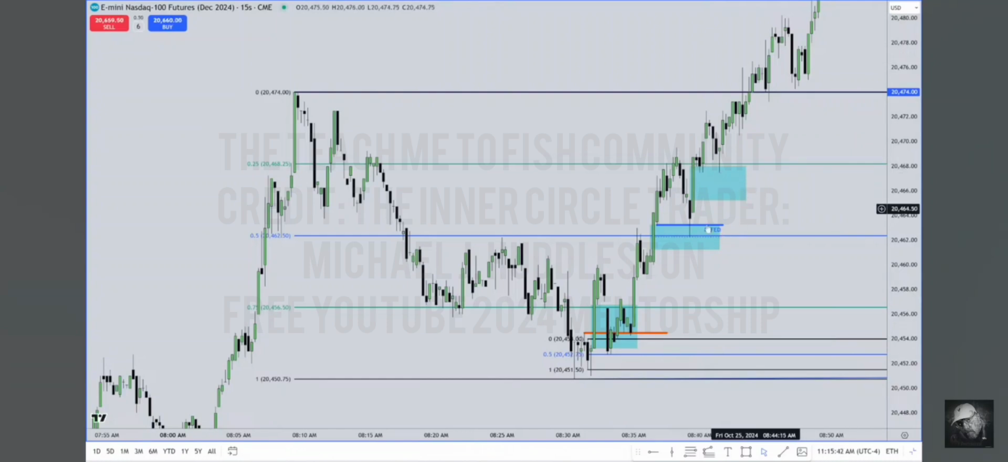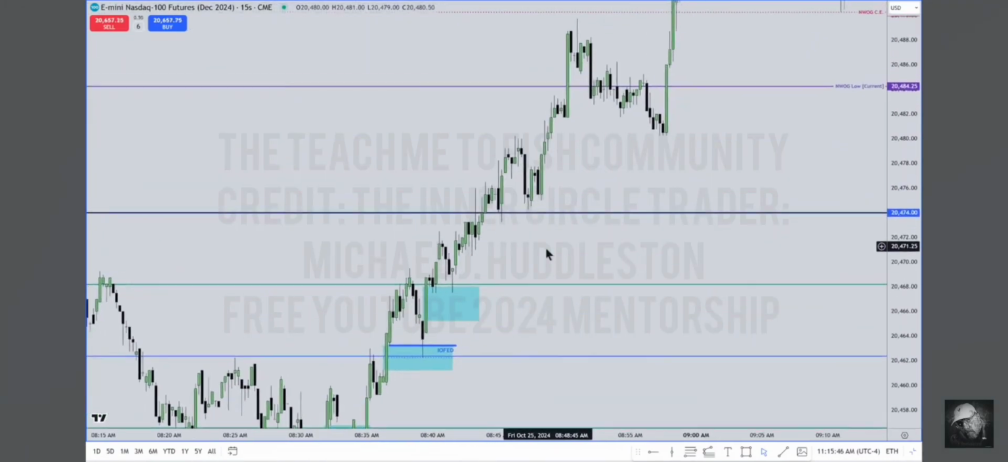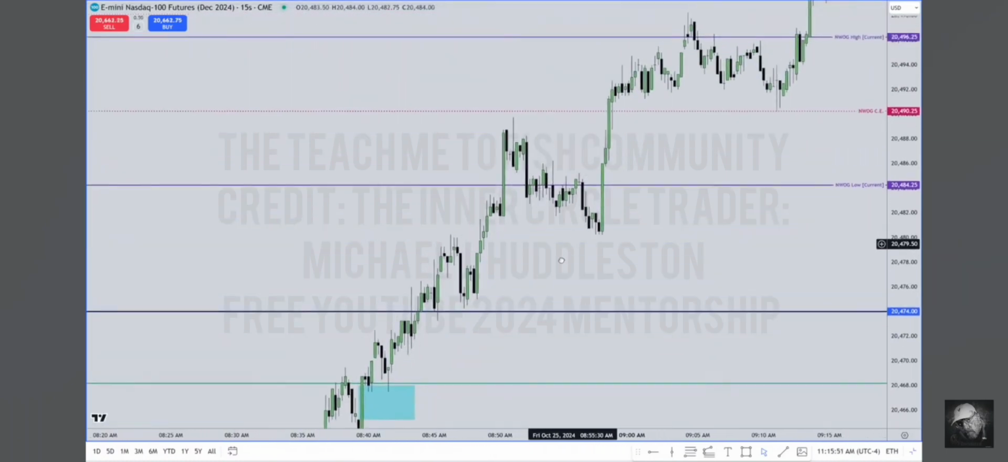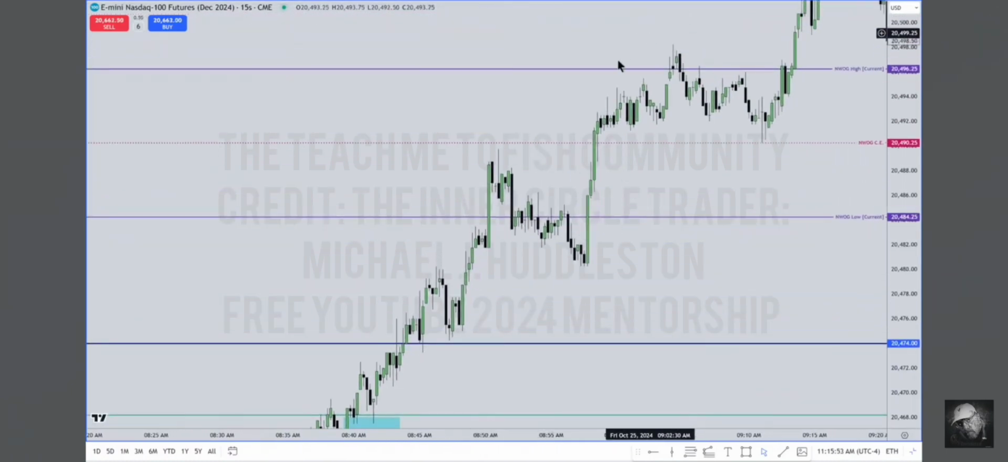Now the market then leaves this range and breaks above the dealing range here, and then we're going into what? We're going into that 9 o'clock hour, and we trade up into the new week opening gap here.